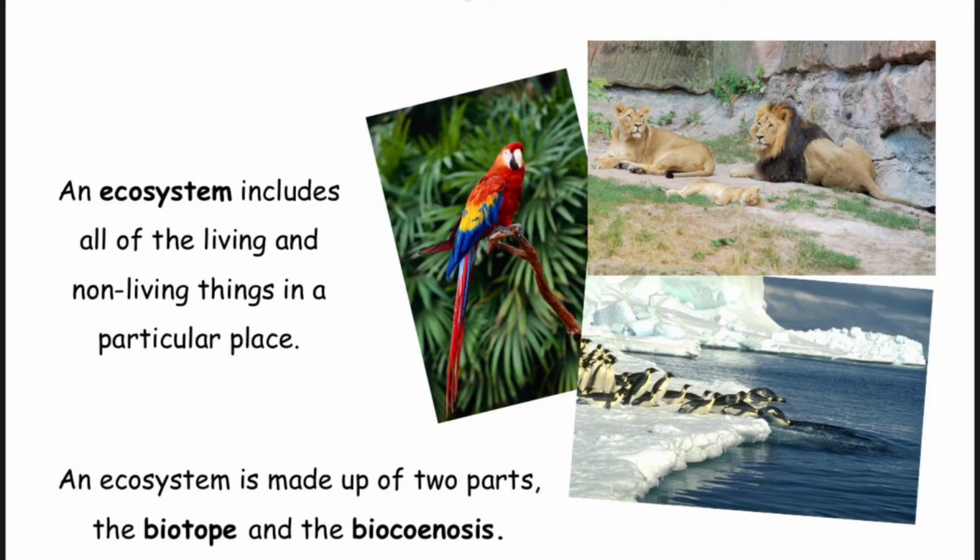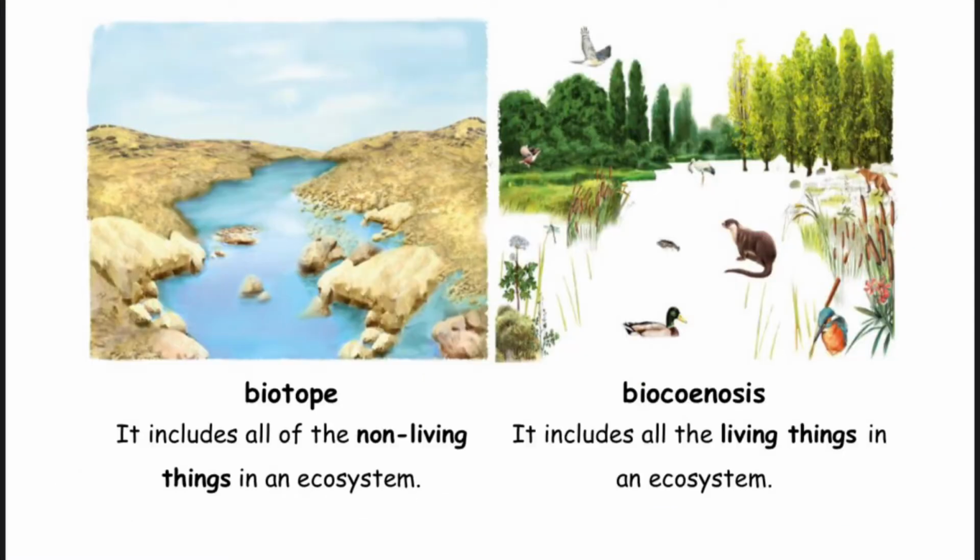Ecosystems. An ecosystem includes all of the living and non-living things in a particular place. An ecosystem is made up of two parts, the biotope and the biocenosis. Biotope. It includes all of the non-living things in an ecosystem. Biocenosis. It includes all the living things in an ecosystem.